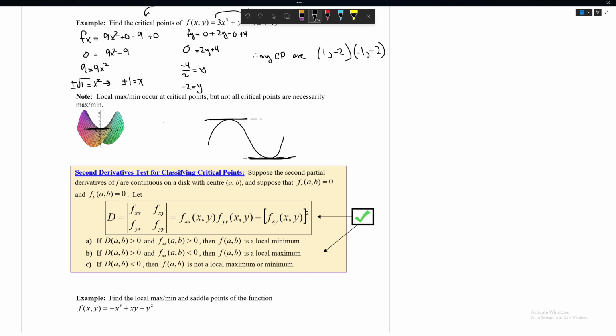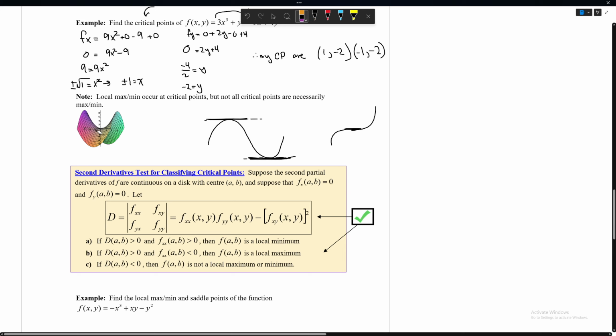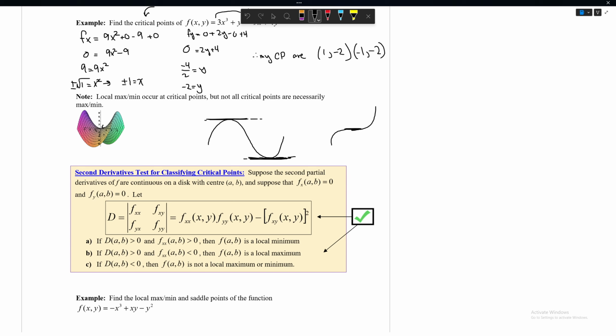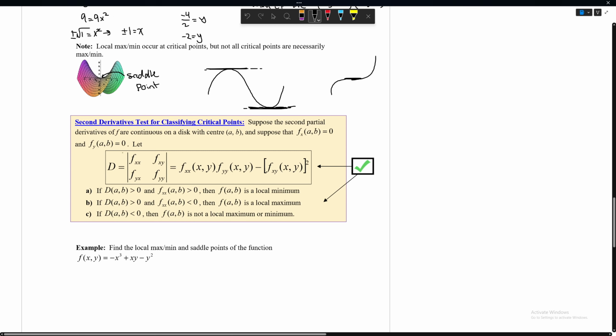So it's the same thing here, but what if my function goes like this in 2D? You see right here, the slope is 0, but this is not a local max or a min. It's the same thing here. So you see along this axis, right in the middle, it's flat, but it's not a local max or a min. And what we call this is a saddle point.